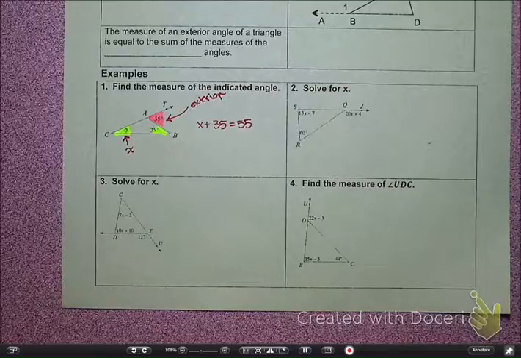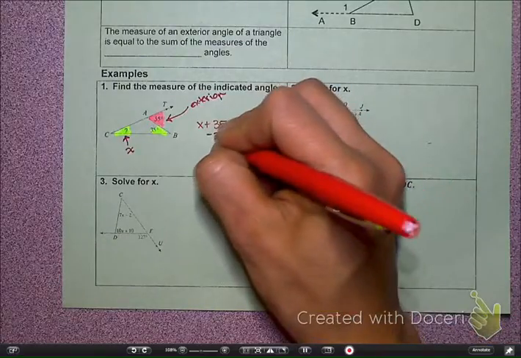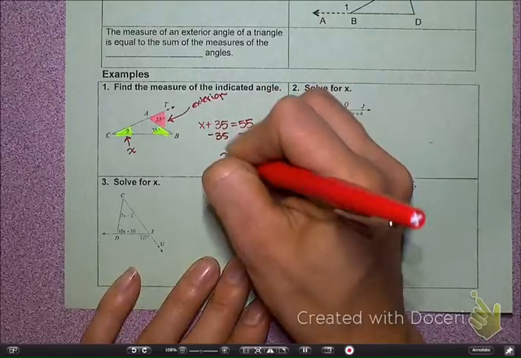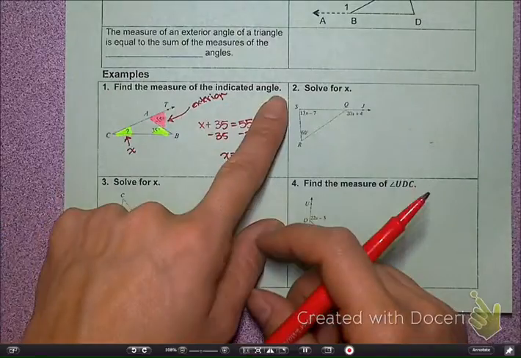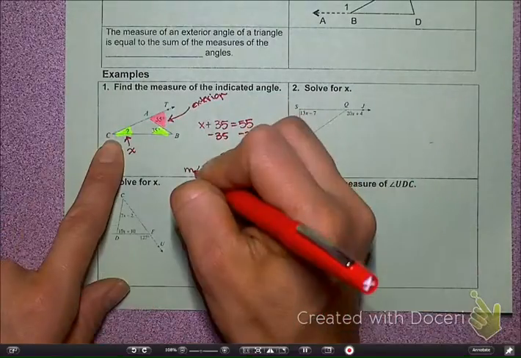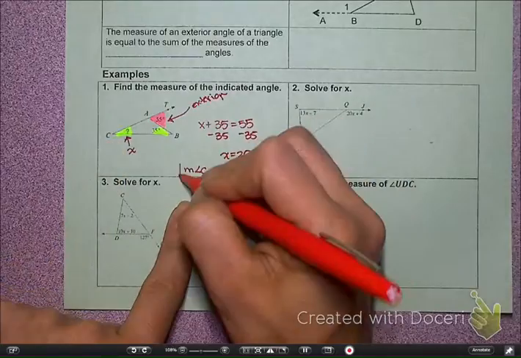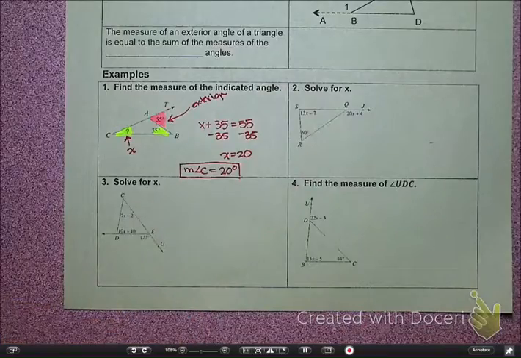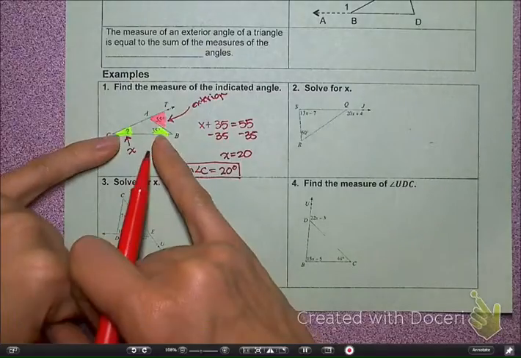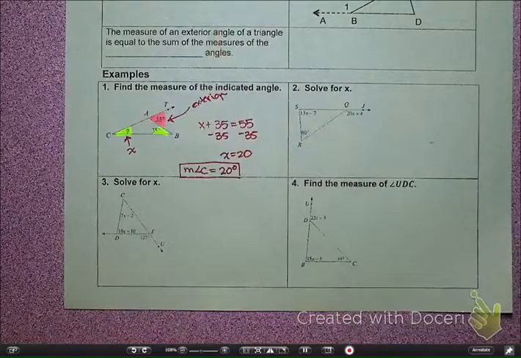Okay? So now, solve that. So what do we get? X equals 20. Okay? So now, it was asking, find the measure of the indicated angle. That was this angle. So the measure of angle C is going to be how many degrees? 20 degrees, right? Okay? Does that make sense what we did there? We added up the two remote interior angles to equal the exterior angle. Okay?